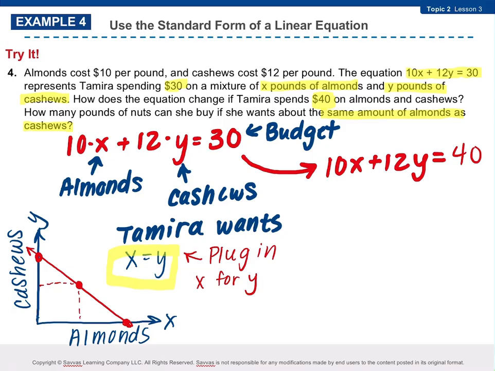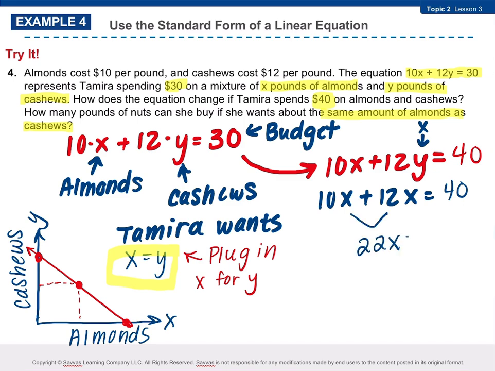So what would happen if I did that in my equation? I would have 10X. And now I'm going to replace Y. I'm going to put X for it, right? So 12X equals 40, right? If they're so-called equal, I should be able to do that. Then I have 10X plus 12X together. That is 22X. And I can solve for X. So now I'm kind of dividing up my budget just evenly, which should make my X and Y equal. So divide both sides by 22.